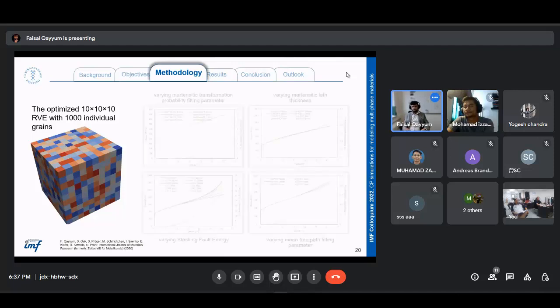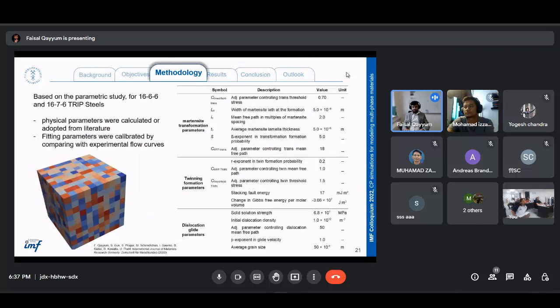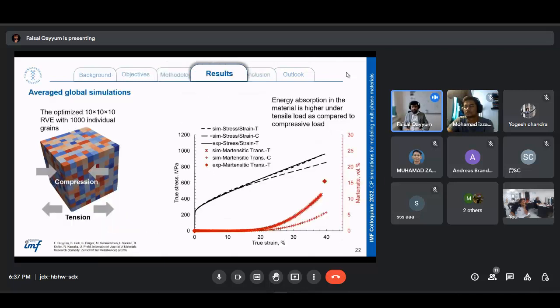So what I did here was initially I did the parametric analysis by changing all the different parameters in my material model, looking at how they affect the overall behavior of the material. Then based on the experimental observations, I calibrated all these parameters for my material, which was 1676 strip steel. And then we ran the simulations on the same small scale RVE for the tensile and compressive direction, and we can see the results in the right hand graphs.